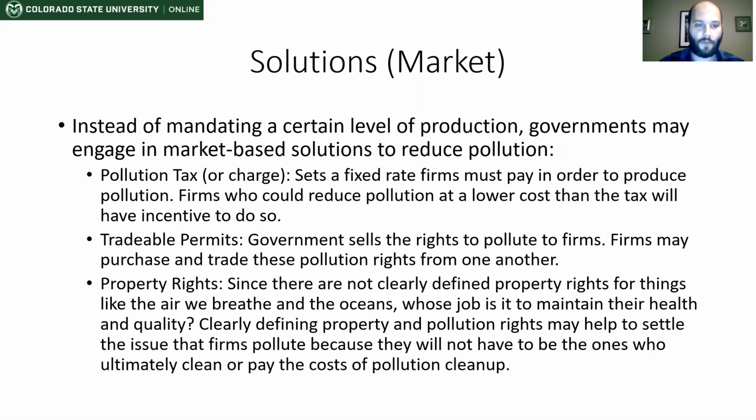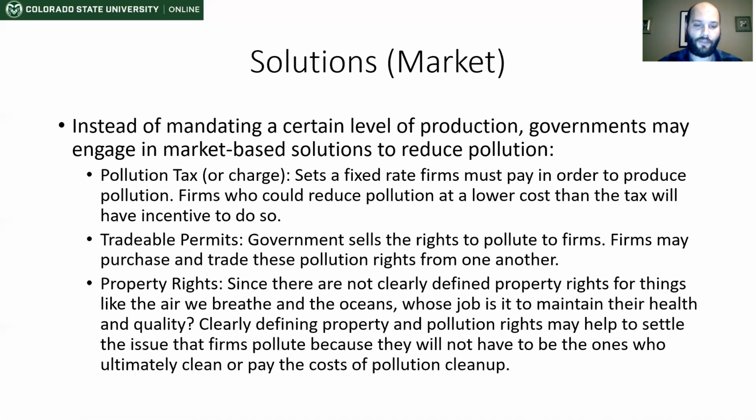So within markets, you can implement a tax, which sets a fixed rate that firms must pay in order to produce pollution. You could have a tradable permit system, which we'll talk about here in a second a little bit more. The government sells the rights to pollute to firms. Firms may purchase and trade these pollution rights from one another. And then I also mentioned property rights.